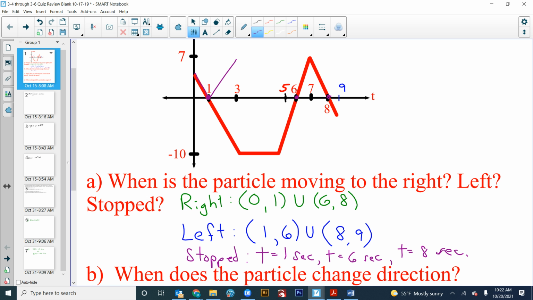Let me ask you this. Careful. If I said is the particle moving to the right at 1 and you put 0 to 3, is that correct? No, because at 1, it wasn't moving to the right, it was stopped. Correct? Cool.